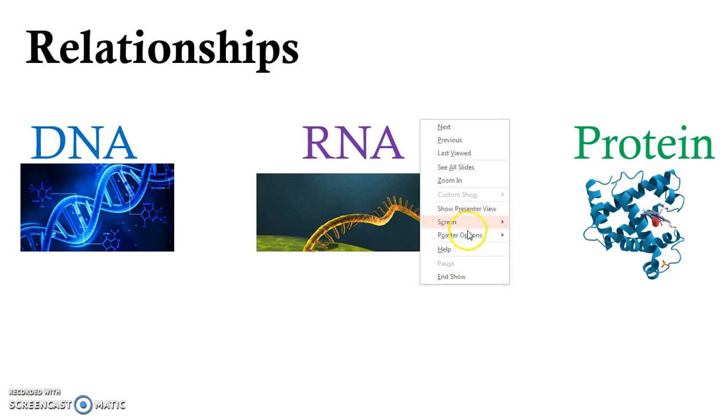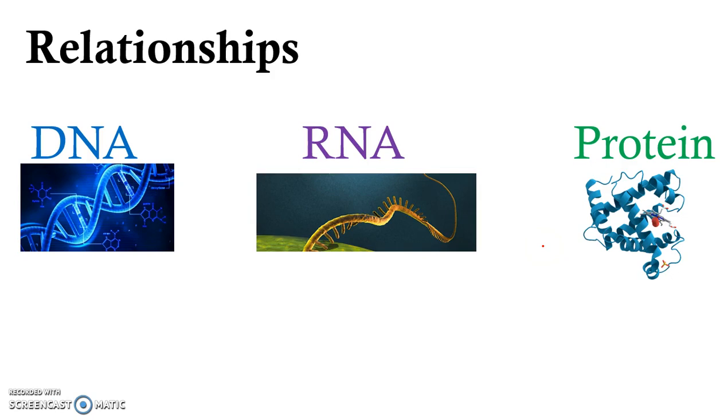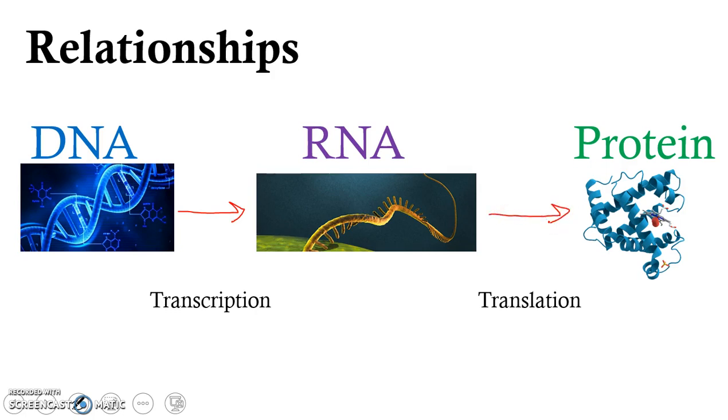Now let's talk about the relationships between these molecules. As I said before, DNA is the blueprint of everything in the cell. And in order for us to get protein from the DNA, first it's transcribed into RNA, and then that RNA is translated into protein. So earlier we said that DNA and RNA are both nucleic acids, and protein is made of amino acids. That's why when we go from RNA to protein, we need translation, because they're essentially 2 different languages, from nucleic acids to amino acids.